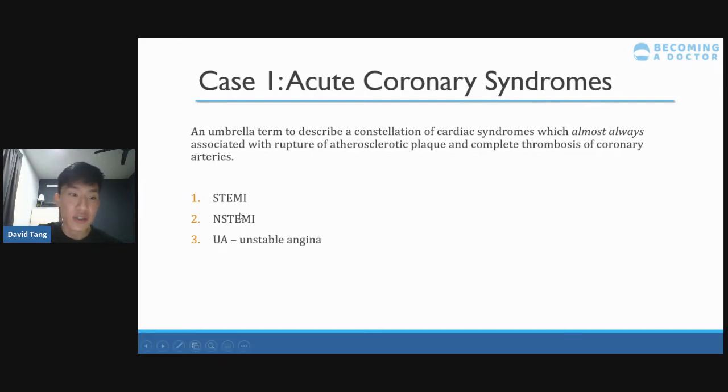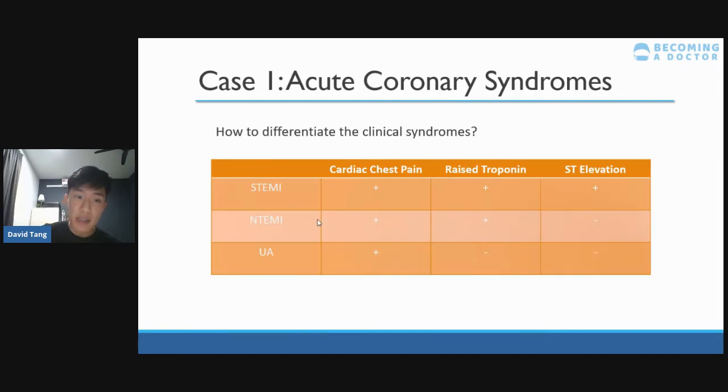they can also present with a type 2 myocardial infarction. And in short, as an acute summary of ACS, we have STEMI, non-STEMI or non-ST elevation myocardial infarction, and lastly unstable angina. And we'll go through the different features of each. So basically STEMI consists of three different features, of which the patient has cardiac chest pain, raised troponin, and also ST elevation changes.